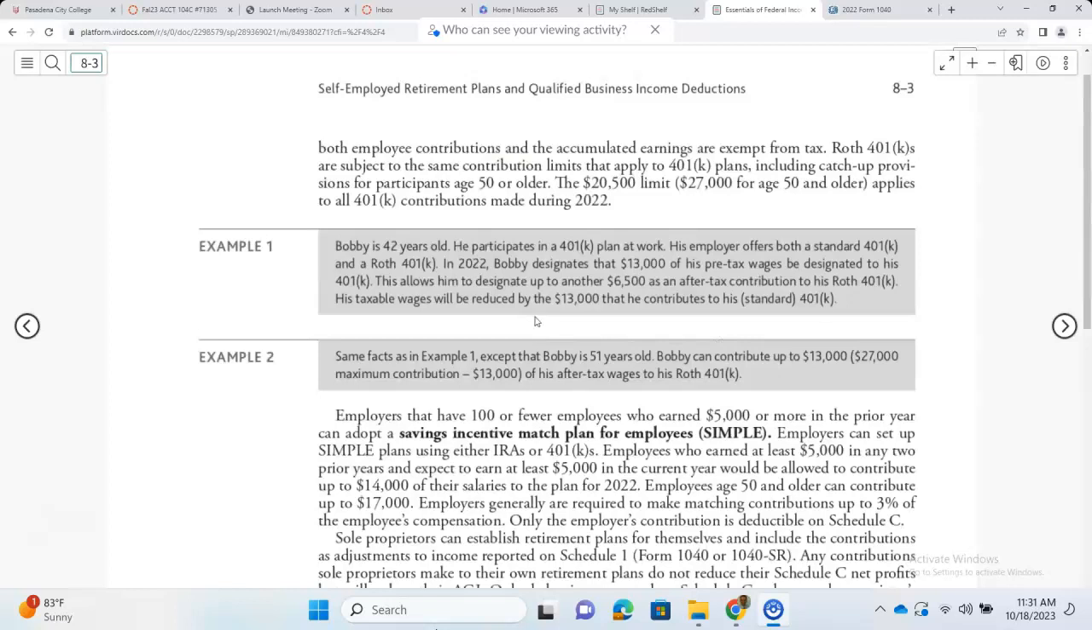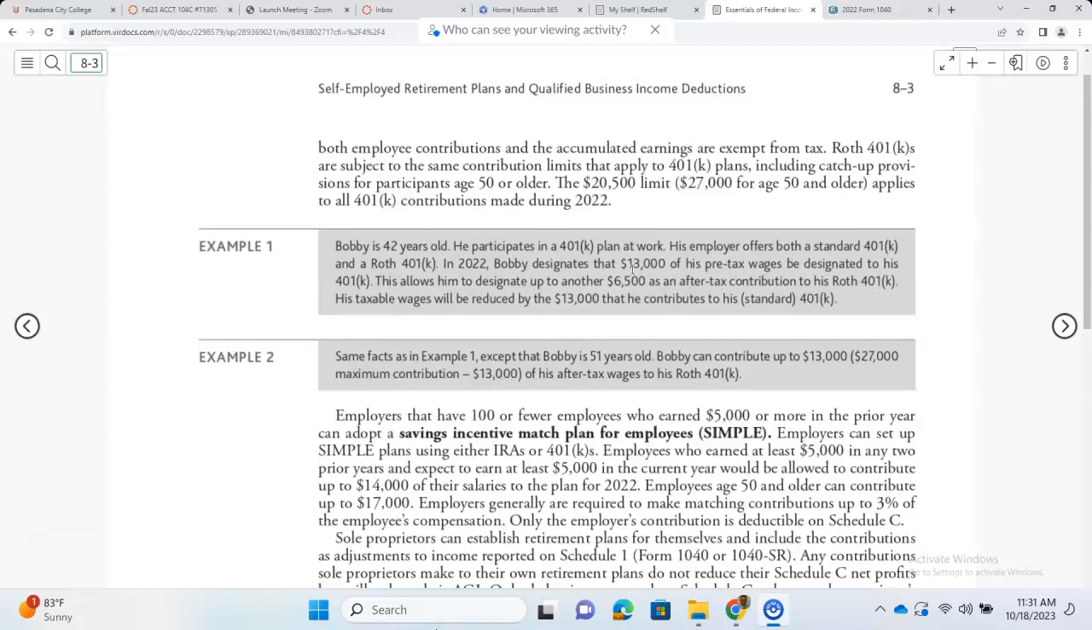So here we have an example. Bobby is 42 years old. He participates in a 401k plan at work, okay? His employer offers both a standard 401k and a Roth 401k. In 2022, Bobby designates that $13,000 of his pre-tax wages be designated to his 401k. This allows him to designate up to another $6,500 as an after-tax contribution to his Roth 401k.